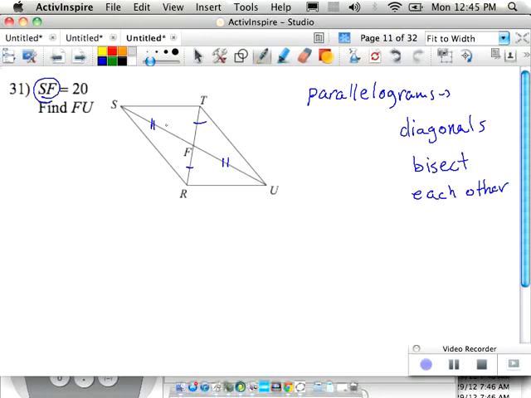So they give us SF. They're saying that this is 20. Well, if we look at the other side, FU, that's also going to be 20. This is a pretty straightforward problem. FU equals 20, or UF equals 20.